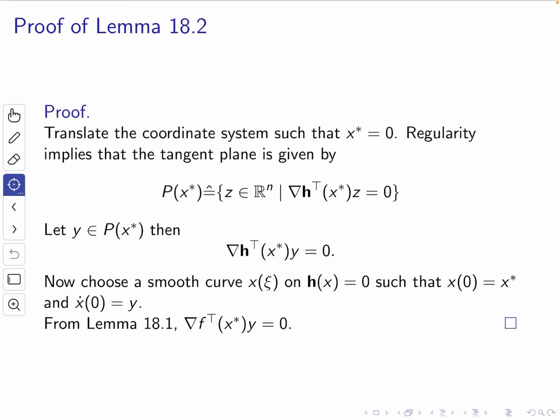That's by definition. Now choose a smooth curve x of t on the hypersurface h of x equals 0, so that x of 0 equals x star. Then the derivative dx at 0 is going to be some y. And then we know from the previous lemma that it has to be orthogonal to the gradient, because we know that df is equal to 0.